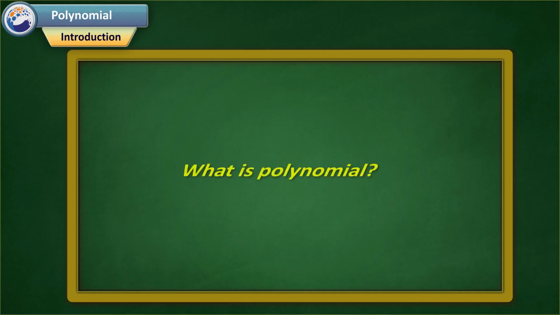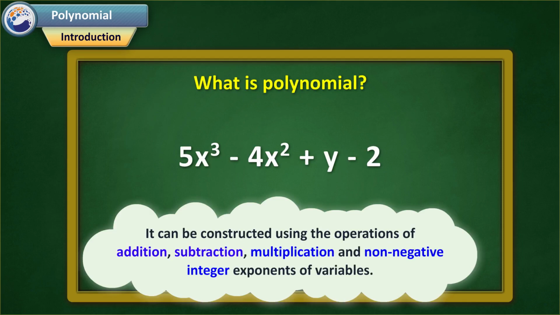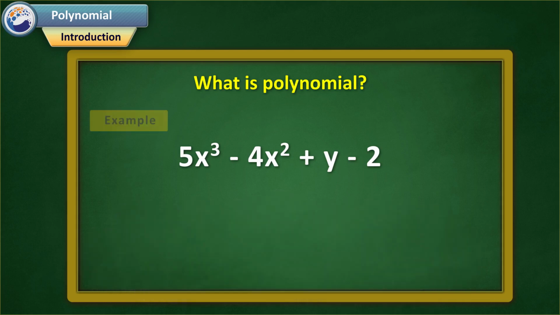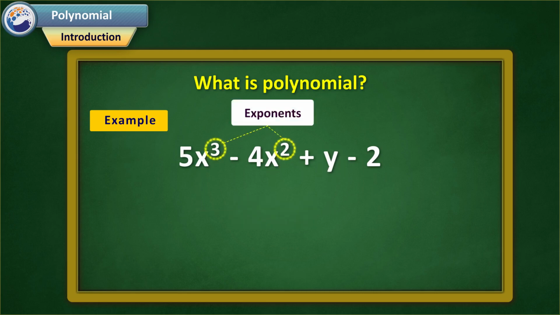Polynomial. What is a polynomial? A polynomial is a finite expression having one or more terms. It can be constructed using the operations of addition, subtraction, multiplication, and non-negative integer exponents of variables. For example, 5x cubed minus 4x squared plus x minus 2 is a polynomial consisting of components such as terms, variables, exponents, and operators.